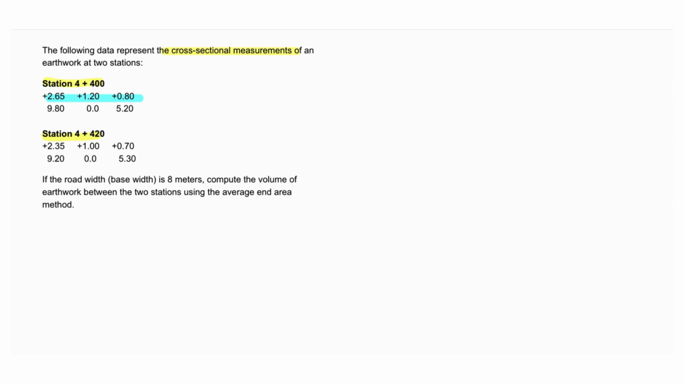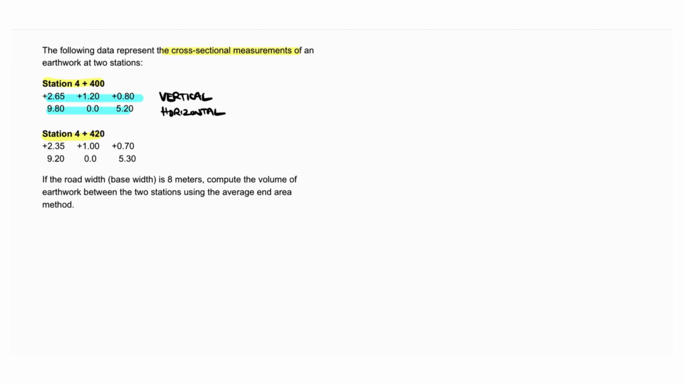For station 4 plus 400, the first set of values represents the elevations, or the vertical components of the section. The presence of a positive sign indicates that the ground is above the road base. The second set of values represents the horizontal components, or the offset distances from the centerline of the road.